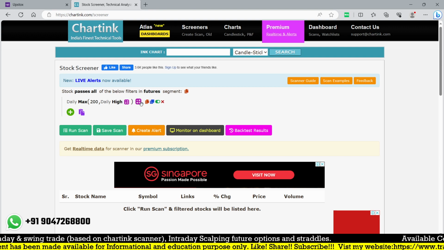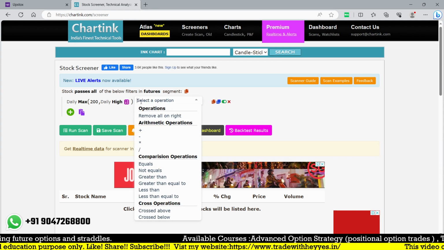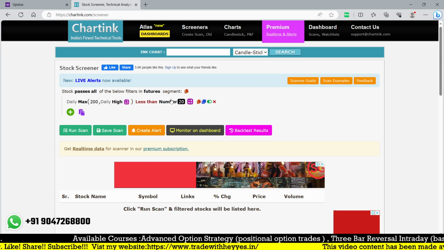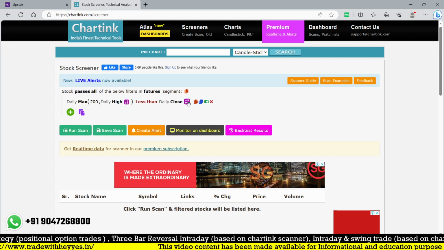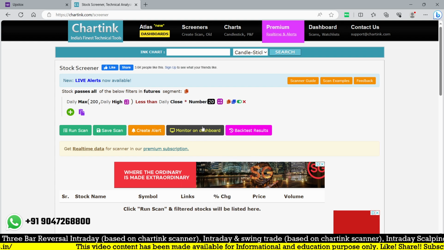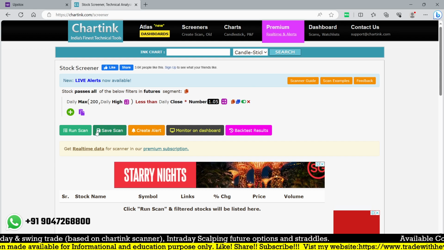So I'm calculating the 200 days high. That must be less than the closing price. After making this line, I will explain what I'm doing. So multiplied by the number 1.05. That's the 5% value.